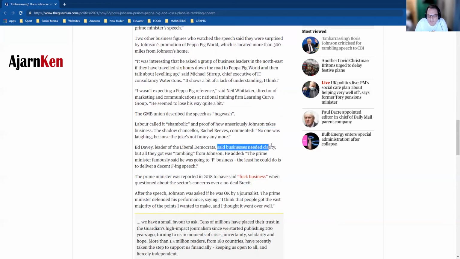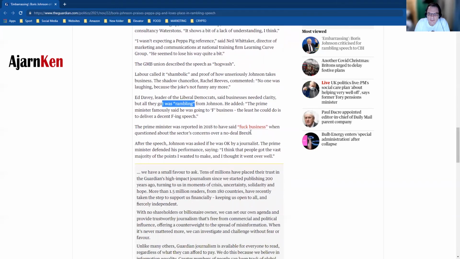And then they said, why? Because they needed things to be clear, but all they got was rambling. They wanted things to be clear, but he was rambling, which means that he wasn't being clear, he wasn't focused, he wasn't direct. So you can see there how rambling fits into the clarity.